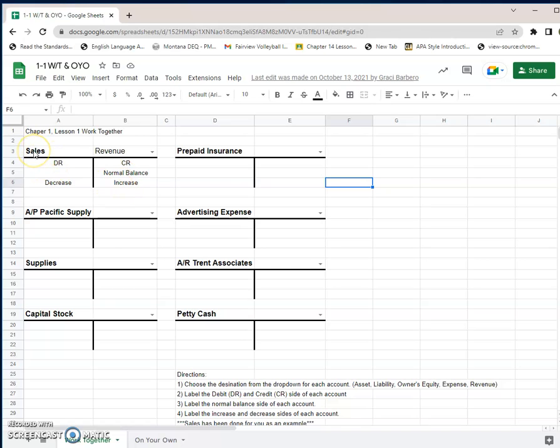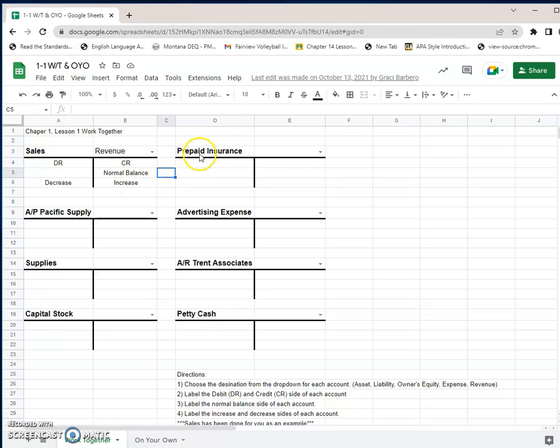So you can see sales is done here. It's a revenue account out of all of those choices. Debit is always on this side. Credit is always on this side. And the normal balance for sales is a credit balance. So we'll put that here. And a debit would decrease sales and a credit would increase the account.